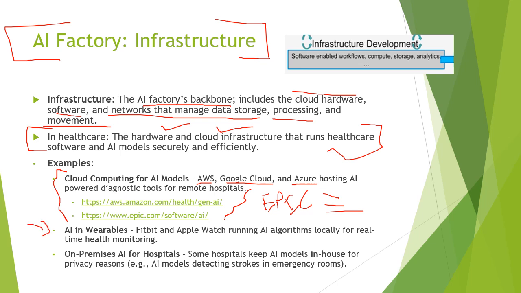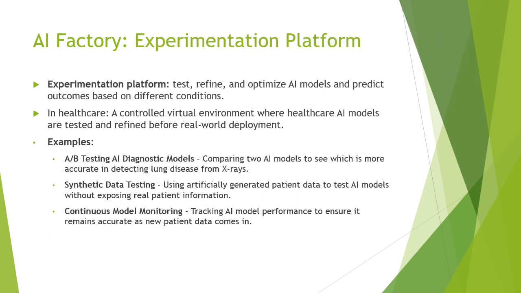There are also examples of AI in wearables and then on-premise infrastructure for hospitals, because some hospitals might actually need the infrastructure on site for privacy reasons. So that's something to consider based on the actual project that you're working on.